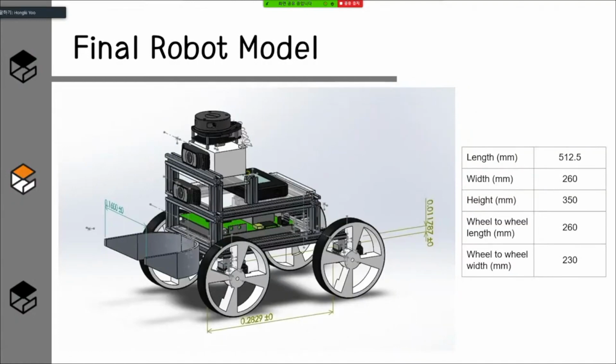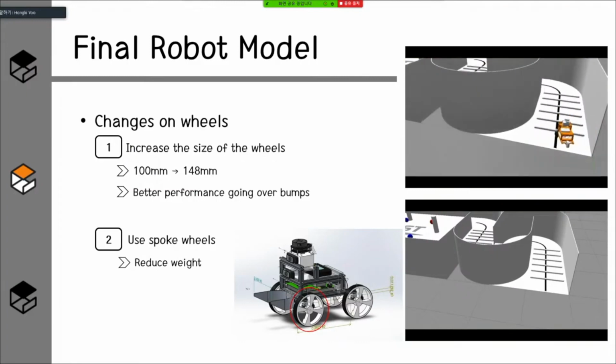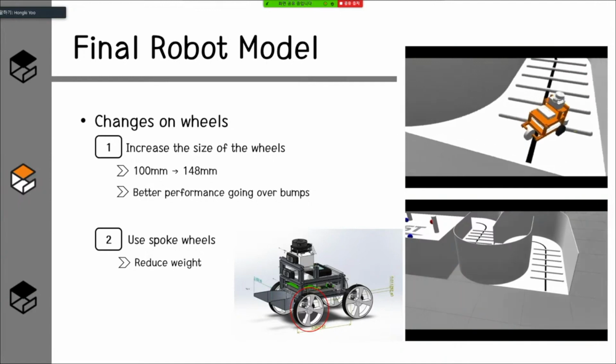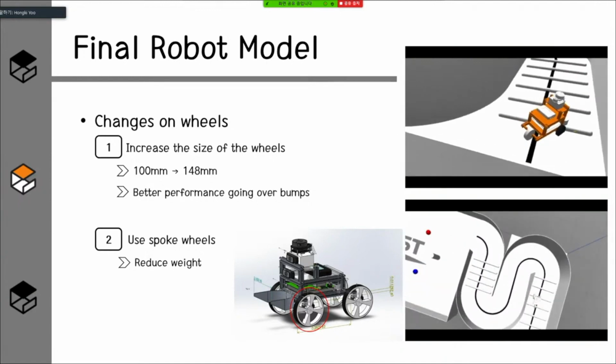So we made a few changes, and this is our final model, and those are the specifications. For the few changes, first we changed the size of the wheel. When we tried to use the given wheel from TAs, as you can see in the video, the robots are struggling in front of a bump. So we increased the size to 148 millimeters. And after we changed the wheel to a bigger one, we can see that the robots can go over the bump. And also to reduce the weight, we use spoke wheels, which have empty spaces in the middle of the wheel.